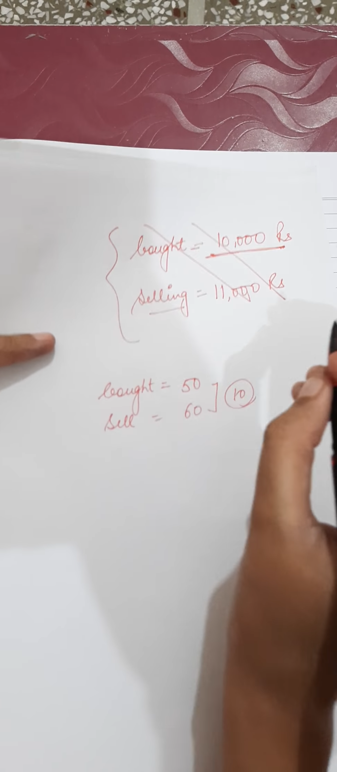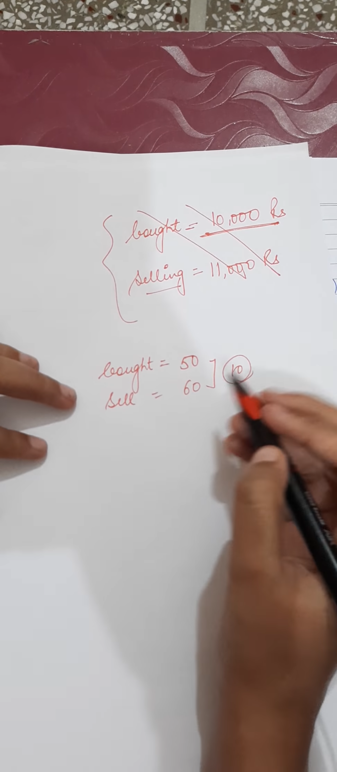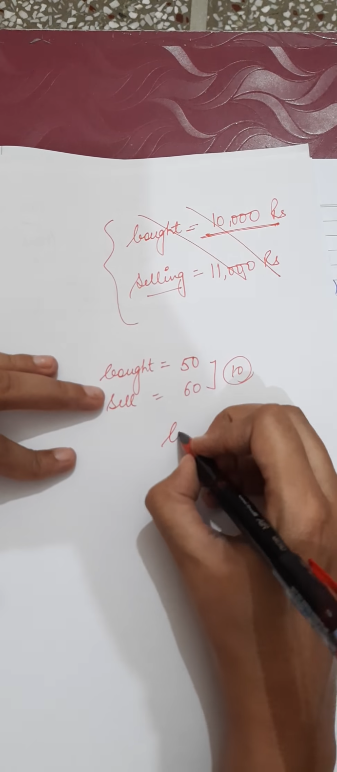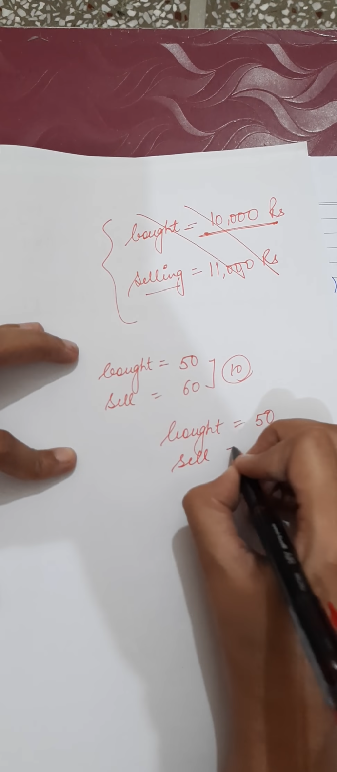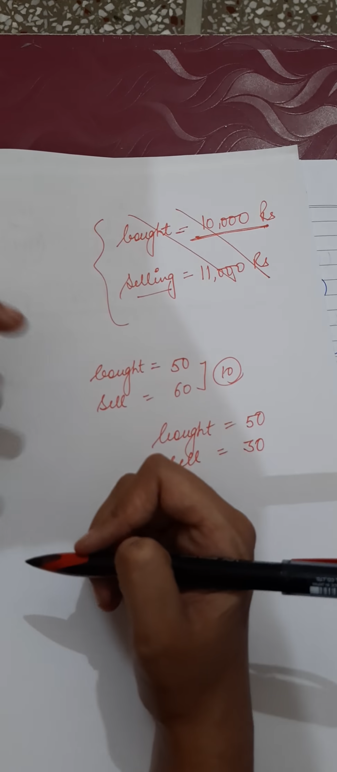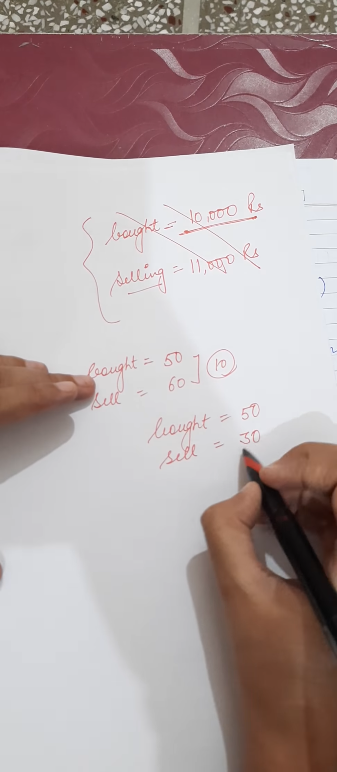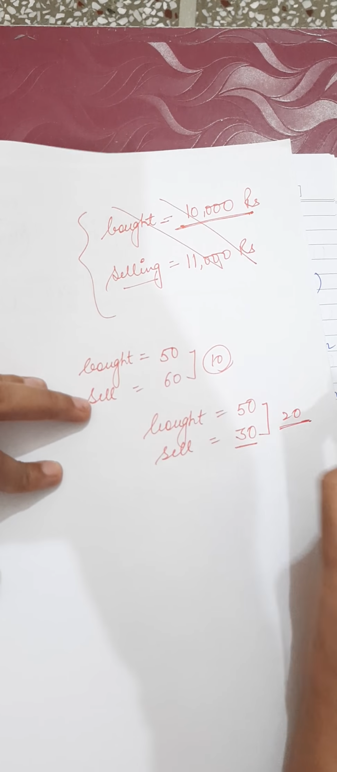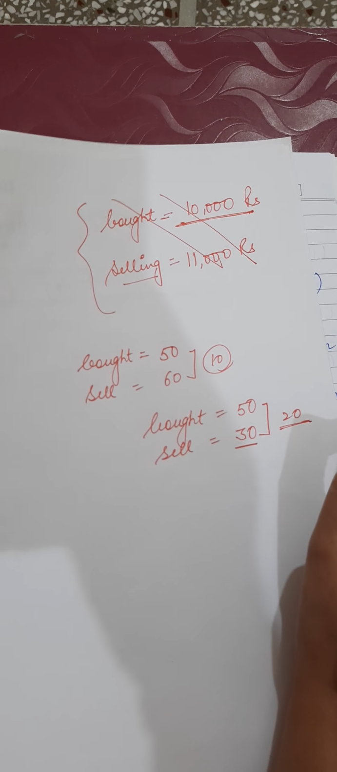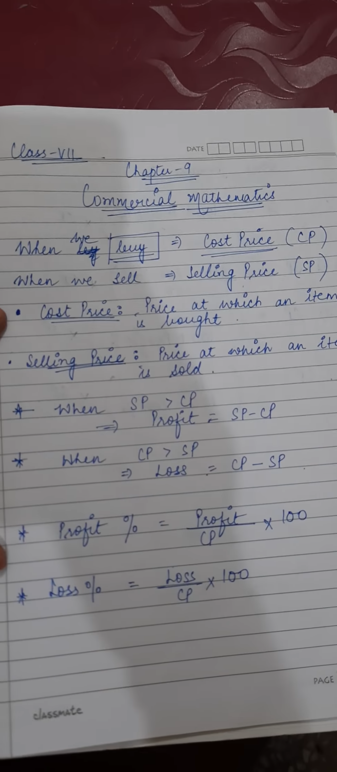Similarly, now if I buy this pen for 50 rupees and I thought of selling it for only 40 rupees or 30 rupees. For example, I bought this pen for 50 rupees and I sold it to my friend for 30 rupees only. That means I was at a loss of how much? 20. It was a loss of 20 rupees. So in this commercial mathematics, we are going to learn when you get the profit and when you get the loss.